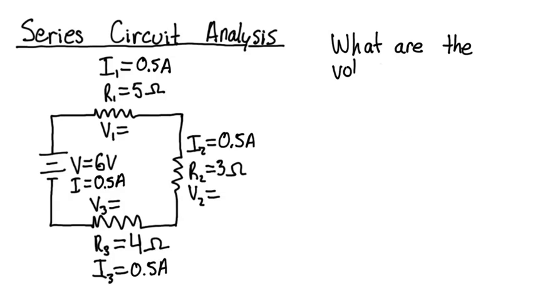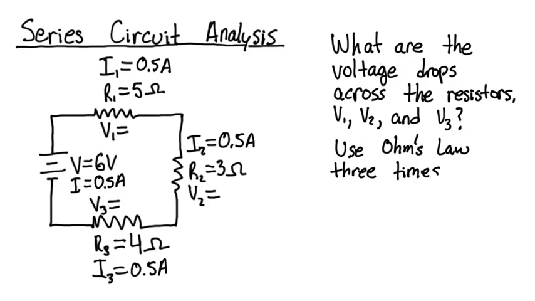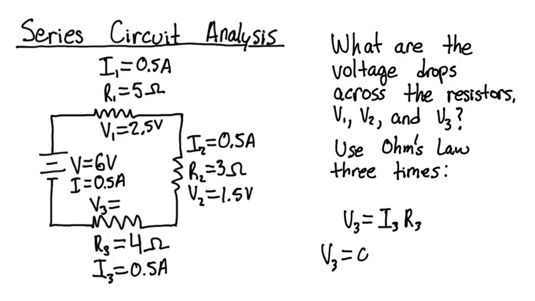Finally, the only thing left to find are the voltages across each resistor. Because we know the current for each resistor as well as the resistance, it's simply a matter of applying Ohm's law for each resistor. This means that V1 is 2.5 volts. V2 is 1.5 volts. And V3 is 2 volts. You can verify Kirchhoff's voltage law and see that the sum of the voltages across the resistors is 6 volts, which is the same as the voltage of the battery.